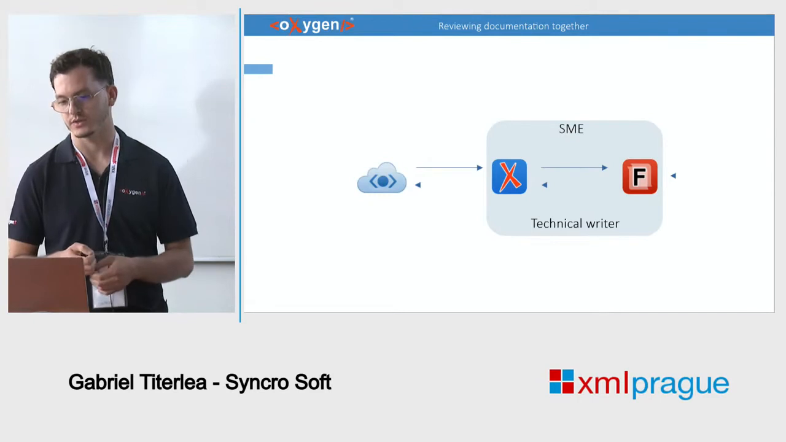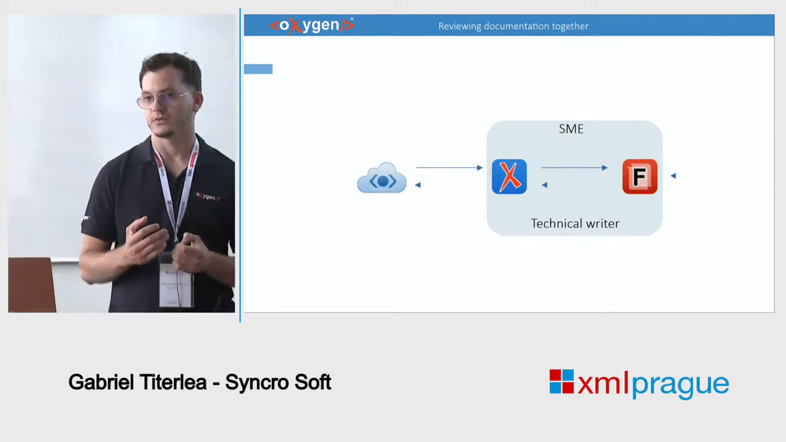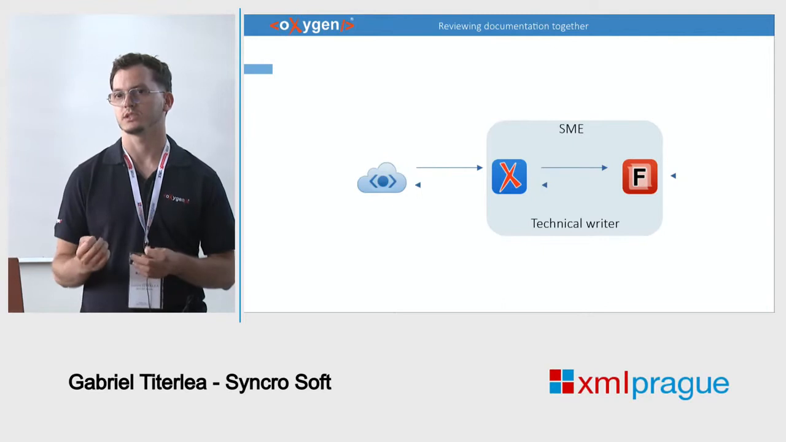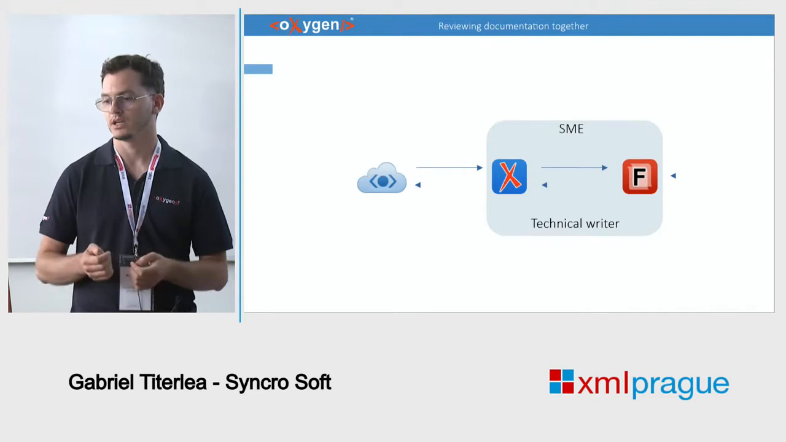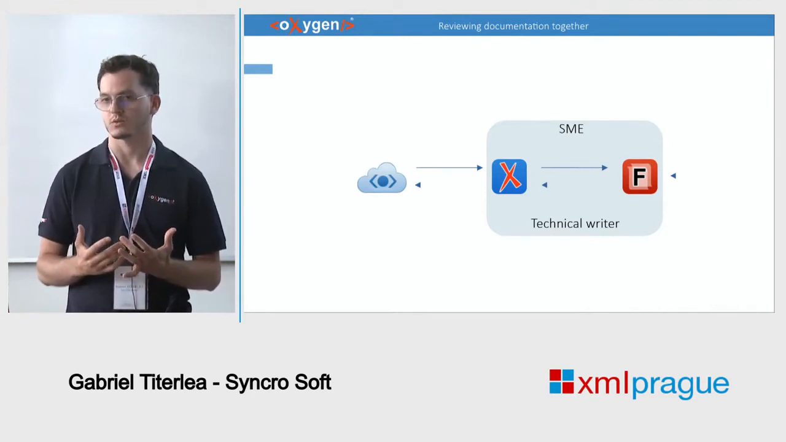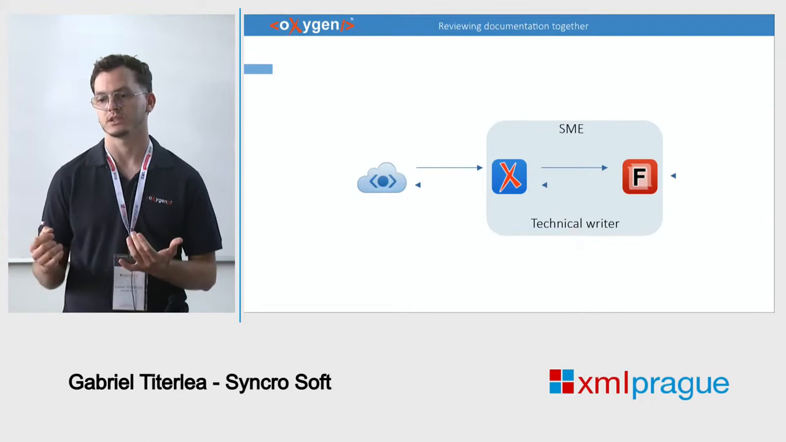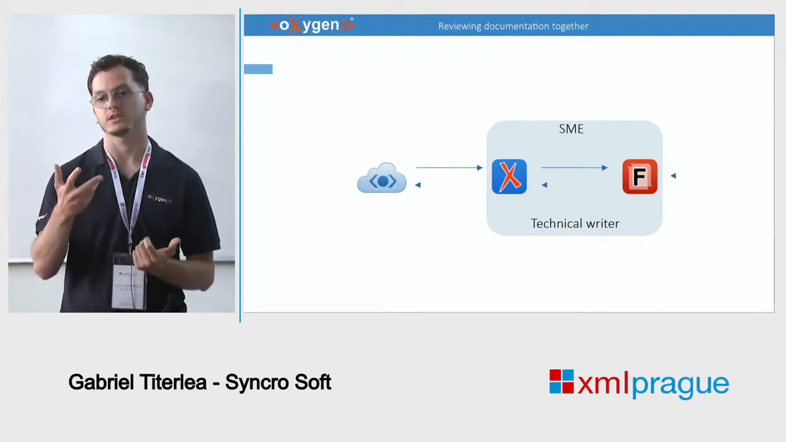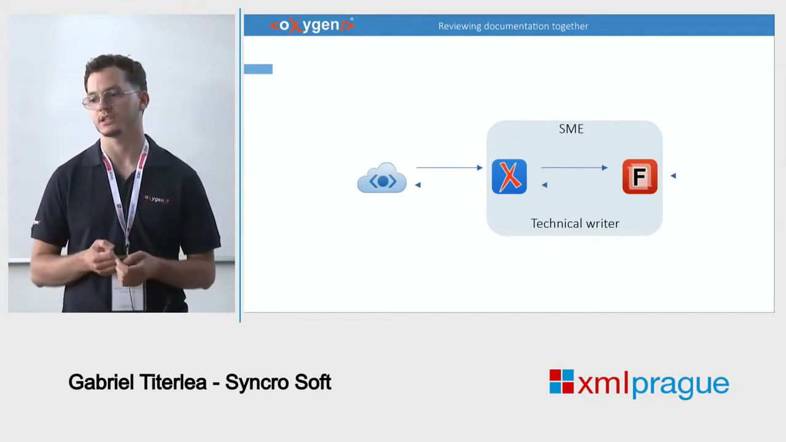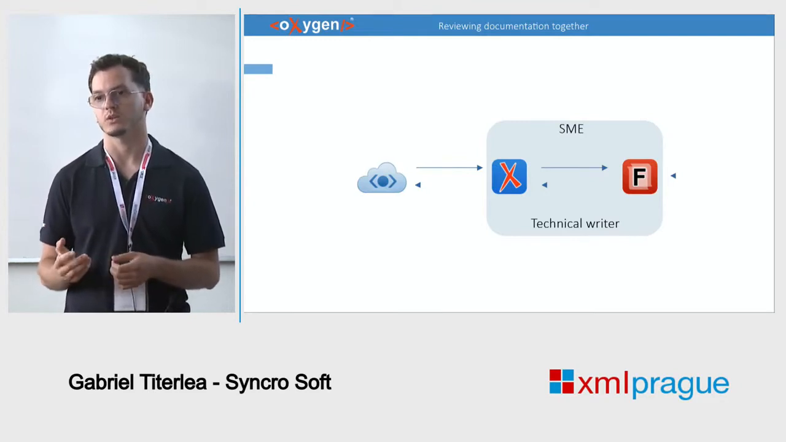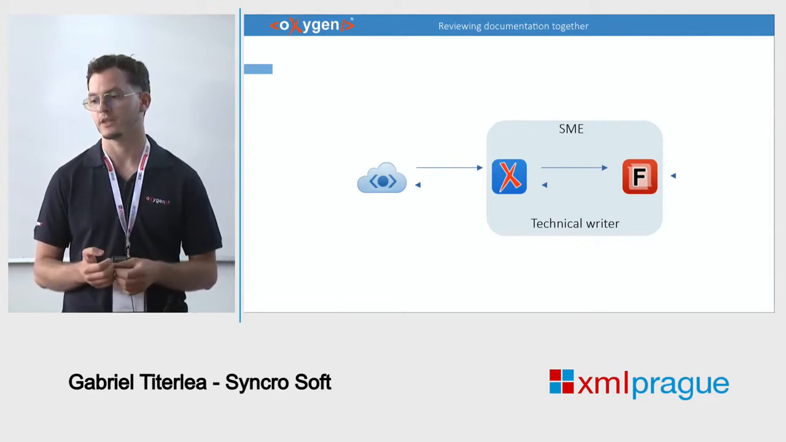So this is where Content Fusion comes in. Content Fusion is used by technical writers and by subject matter experts, by reviewers together. Technical writers create review tasks with only a set of files that need to be reviewed without sending the entire documentation. And the subject matter experts don't need to know XML or to have a tool installed. They can just follow a link and contribute to their review.